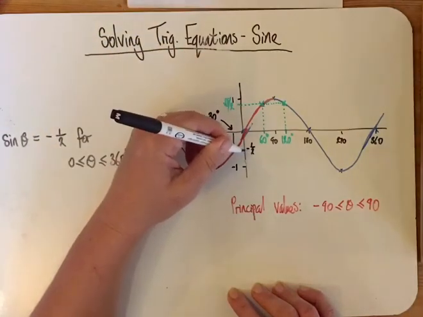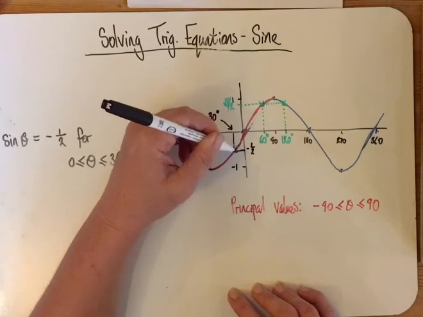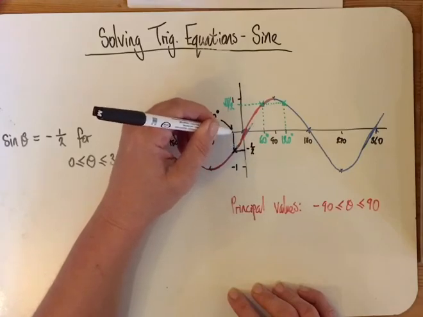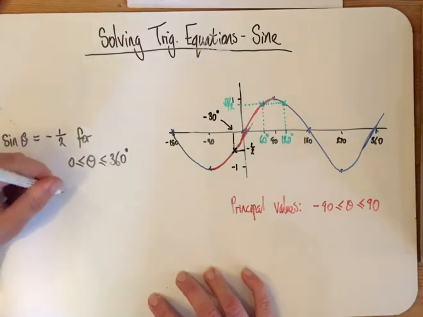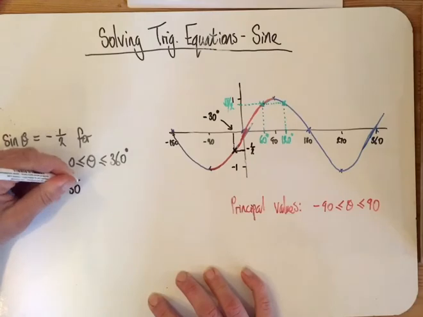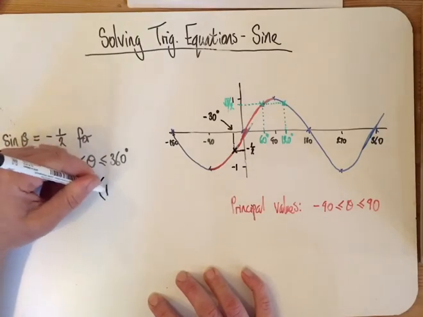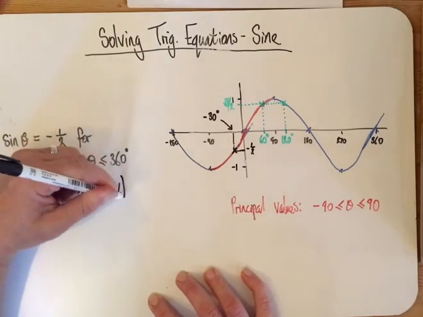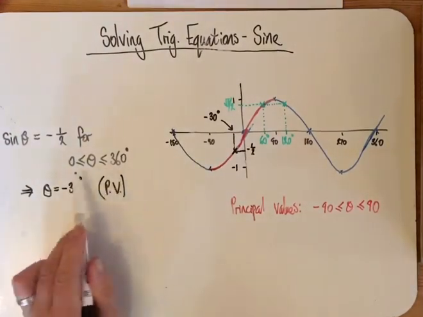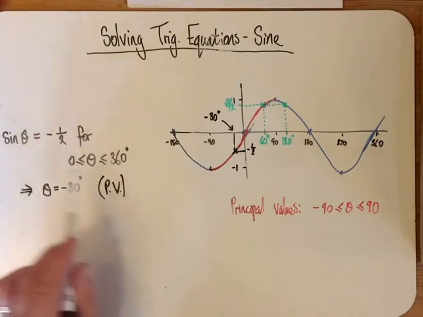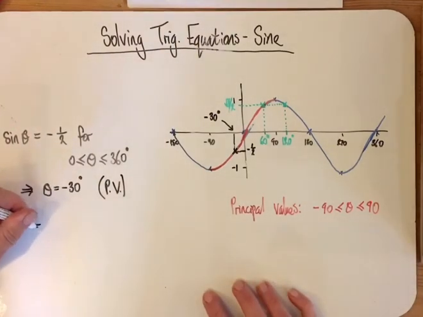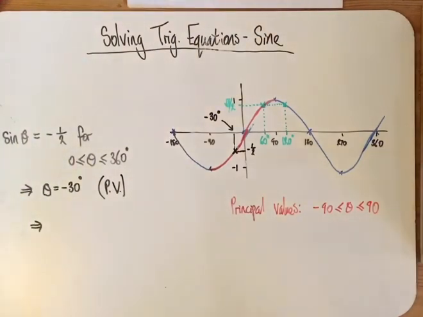So sine theta equals minus a half, theta is minus 30 degrees. So that is your principal value. You could just do PV for principal value. It's not between 0 and 360, so that is not a solution to this equation. And we can go to the graph to find out where the other solutions are.